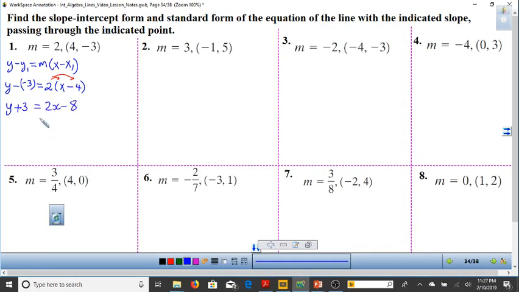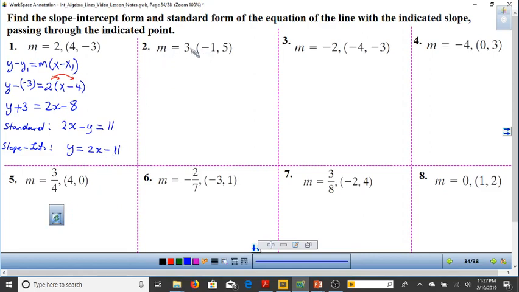Now, to get this into standard form, I would move the y to the right side and the 8 to the left side. So standard form would simply be 2x - y = 11. But for slope-intercept form, I solve for y, which would be y = 2x, and then I subtract 3 from both sides, minus 11. So those are my two forms. Very simple.